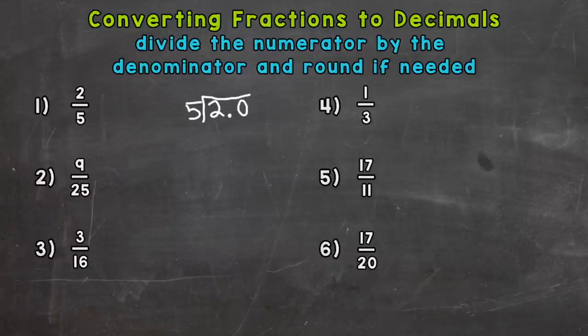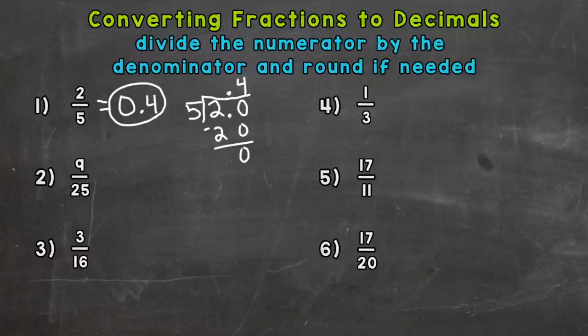So now we can think of that as 20. Bring our decimal straight up. How many whole groups of 5 can we pull out of 20? Well, 4. 4 times 5 is 20. Subtract, and we get a 0, and that tells us we are done. So 2/5 is equal to 4/10.